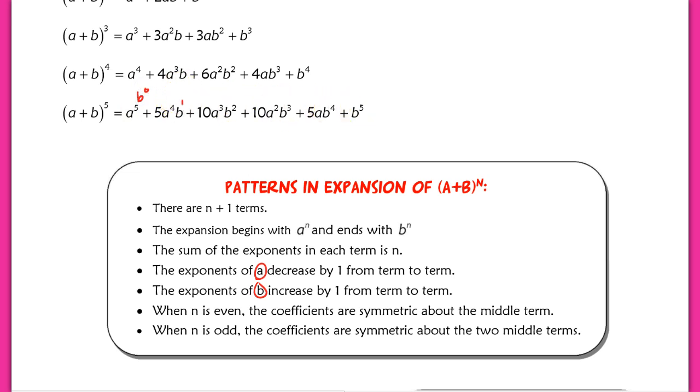When n is even, you are symmetric about the middle term. So 6 is the middle term here, and we have our coefficients. They are symmetric. We have 1, 4, 6, 4, 1. When n is odd, so to the 5th power, they're symmetric about the 2 middle terms. So we have 1, 5, 10, 10, 5, 1. So there's the symmetry here.